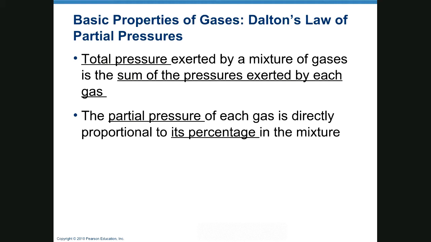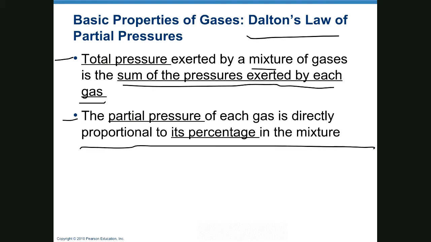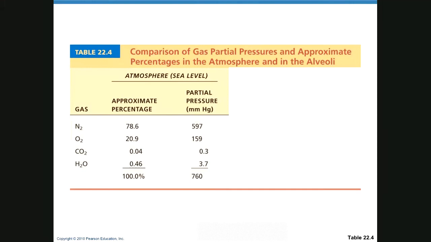Dalton's law states that the total pressure exerted by a mixture of gases is the sum of the pressures exerted by each gas, and the partial pressure of each gas is directly proportional to its percentage in the mixture. Now, if you look at the percentages of nitrogen, oxygen, CO2, and water vapor, you'll see the pressures that they exert. 760 millimeters of mercury is 1 atmosphere. This is the atmospheric pressure at sea level.